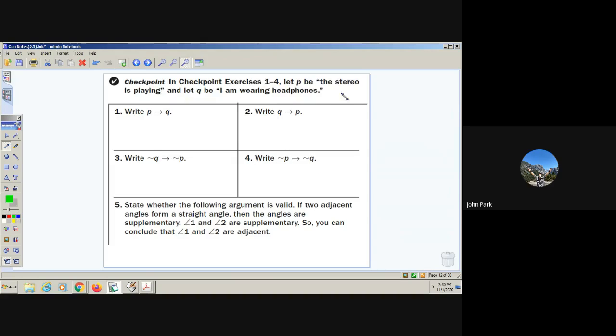And so you just have to substitute "the stereo is playing" for the P, and "I am wearing headphones" for Q. So you just write the sentence from that.